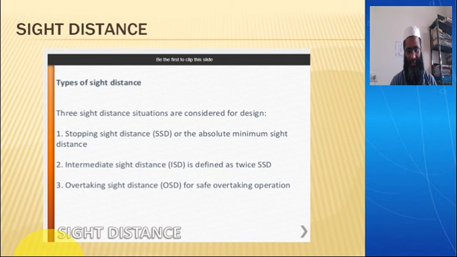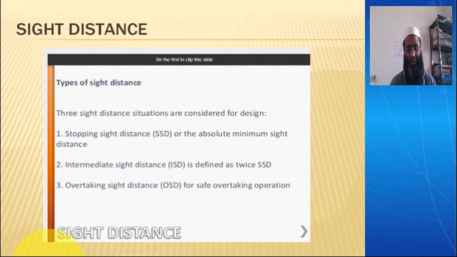Next is the sight distance. It is the total stretch of the road that comes into the vision of a driver once he is on the road or when he is traveling. It depends upon the type of road that we are taking. For a state highway, it is something like 1 kilometer. For an international highway, it is a bit larger.